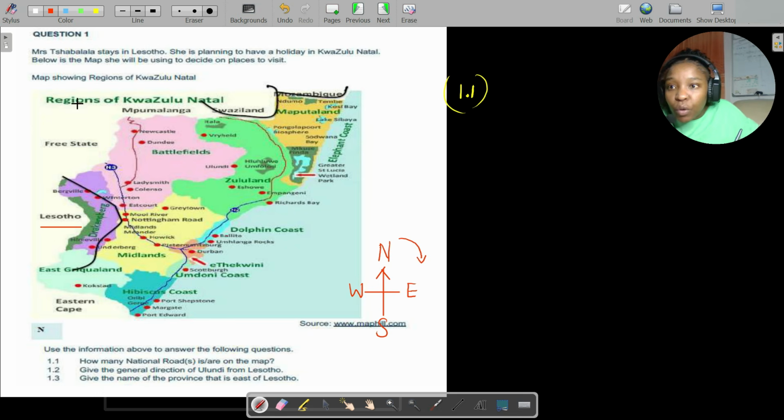So how many national roads do we see on this map? It's just two: the N3 as well as the N2. So it's just two national roads.